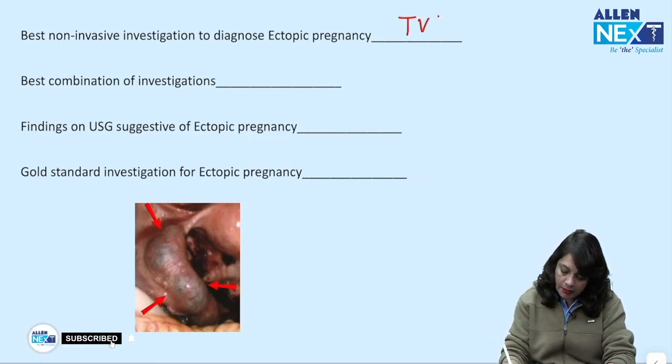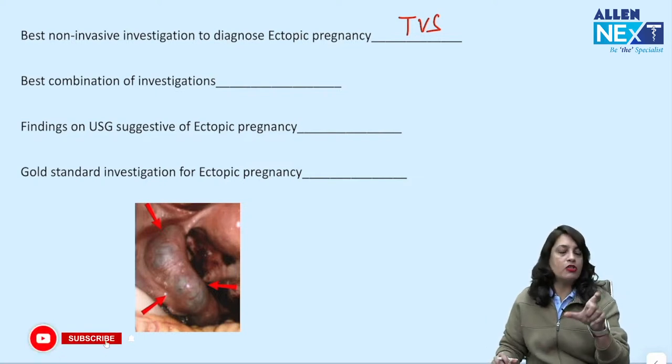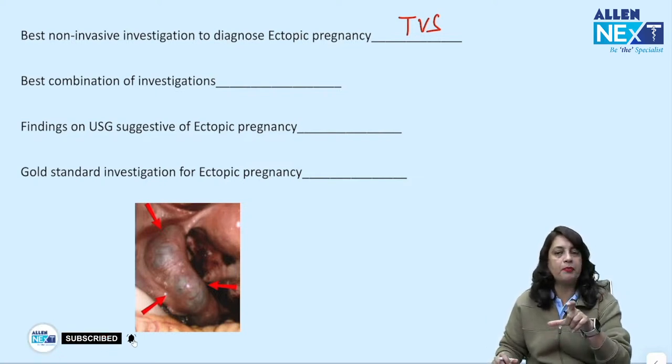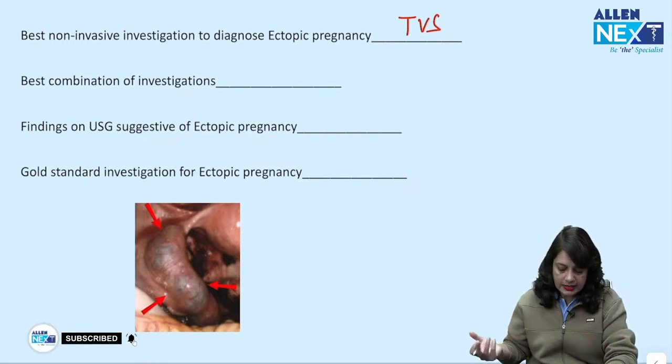Friends, always remember, it is transvaginal scan. So the best non-invasive investigation: if a patient presents with amenorrhea, pain, bleeding, do a urine pregnancy test first, do a clinical per vaginum examination first, make your provisional diagnosis and send for an investigation which is transvaginal scan.